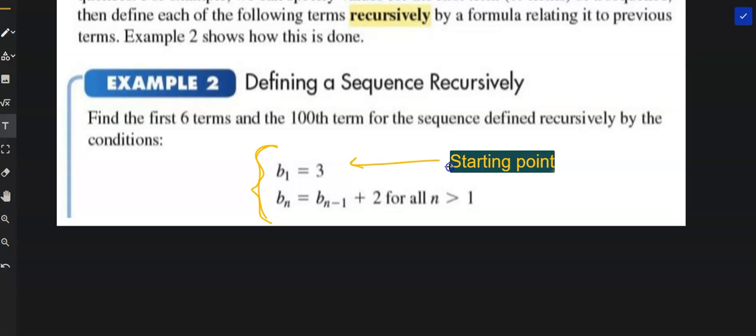We got the starting point. We know that the first term is 3. It really bothers me when I ask for the first 6 terms and people skip the first term. I'm not sure why that happens. But you got to know where to start and then I've got a pattern to follow. What's the pattern telling me to do? You remember this from last year?